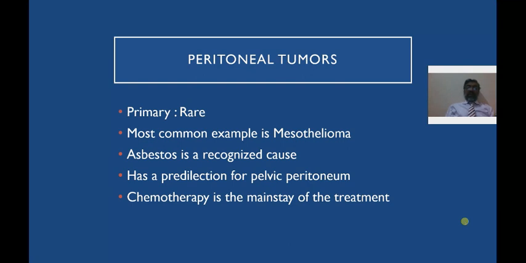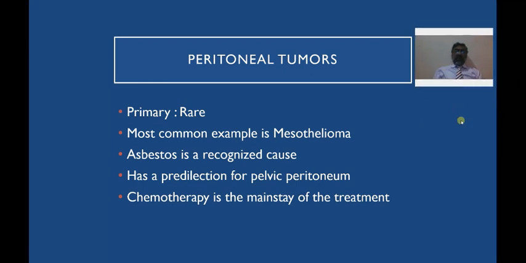Among peritoneal tumors, certain have unique features. Primary tumors are very rare, and the most common example is mesothelioma. Asbestos is its recognized cause, and it has a tendency to involve the pelvic peritoneum, and chemotherapy is the mainstay of the treatment.